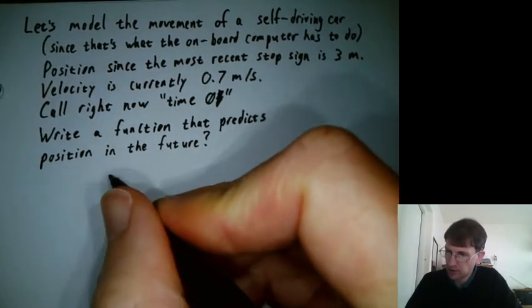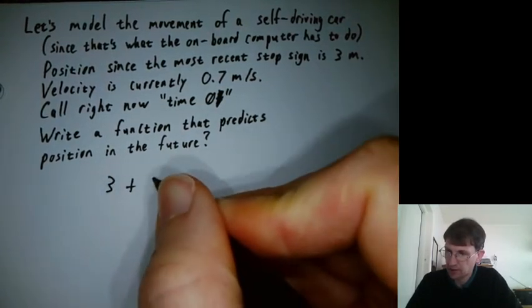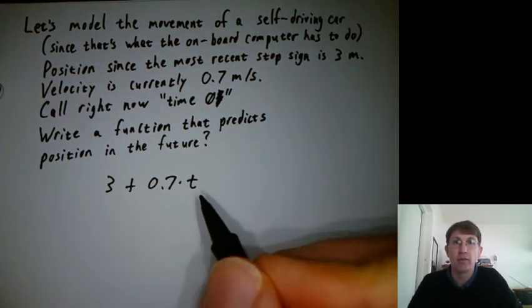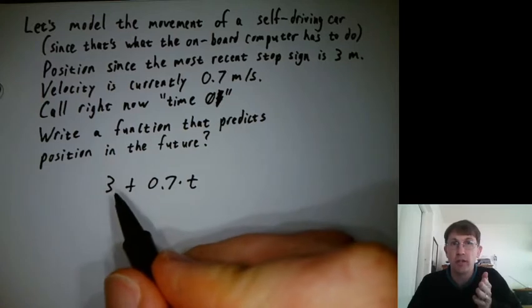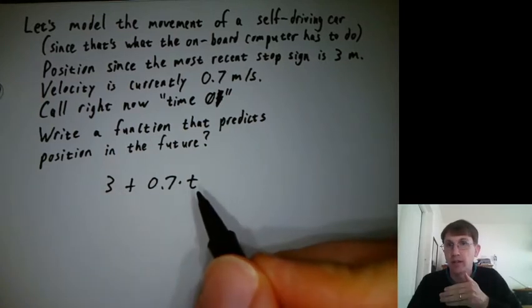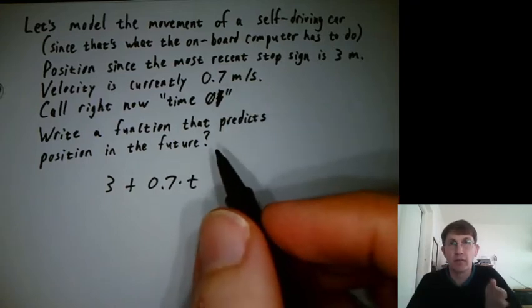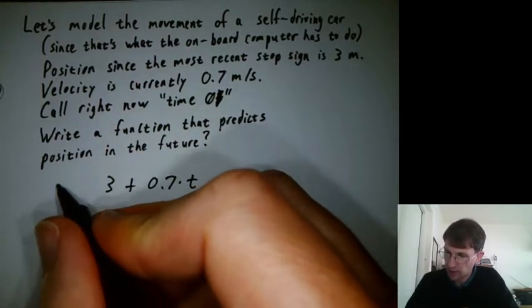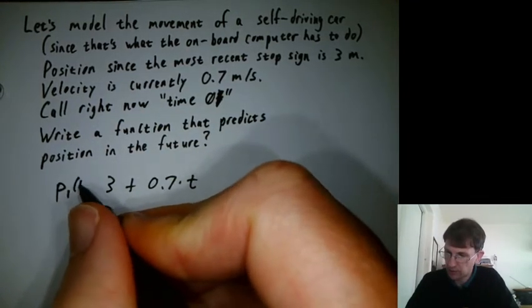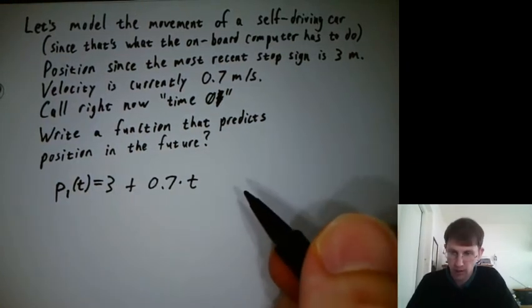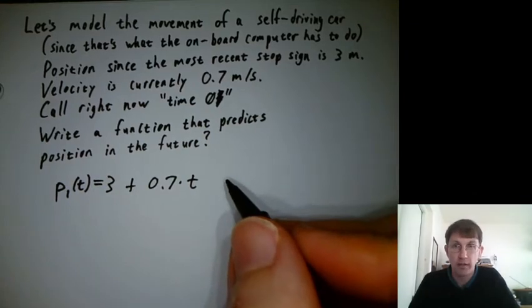You probably said something like 3 plus 0.7 times t. So if t was 0, our position is 3. If t is 1 second into the future, we've moved another 0.7 meters farther away from the stop sign. I'm going to call this p sub 1 of t, which meshes with our book's notation. Wouldn't be a bad idea to graph this, right?